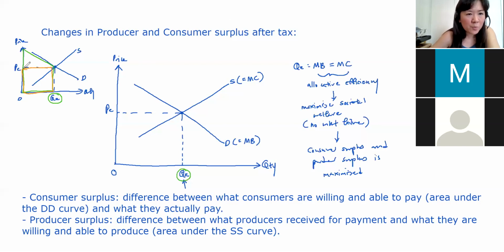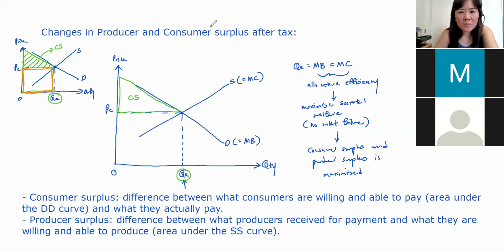So consumer surplus is the difference between what they are willing and able to pay, which is the green trapezium, less what they actually pay, which is the orange square. What is left over is this green area here. So this is the consumer surplus. That's the reason why this area is the consumer surplus. Is this clear? Everyone's fine? Madeline, Shannon? Okay, good.